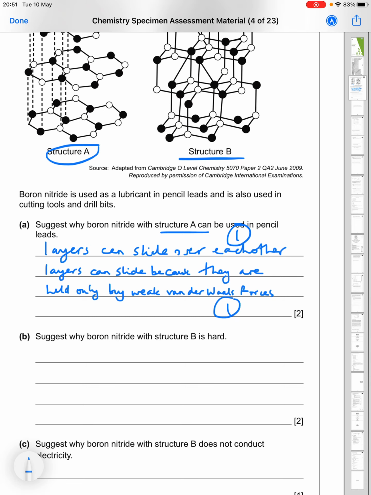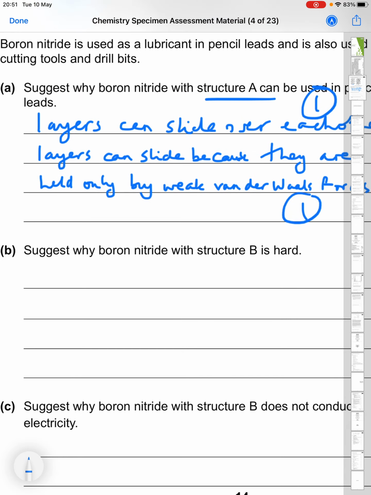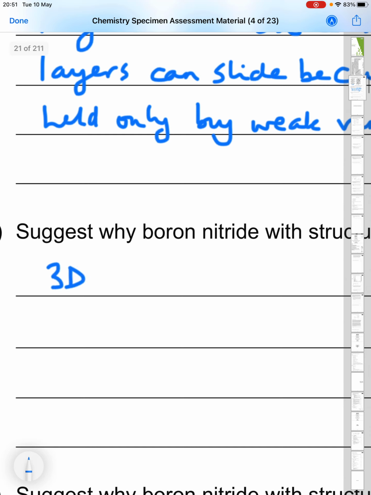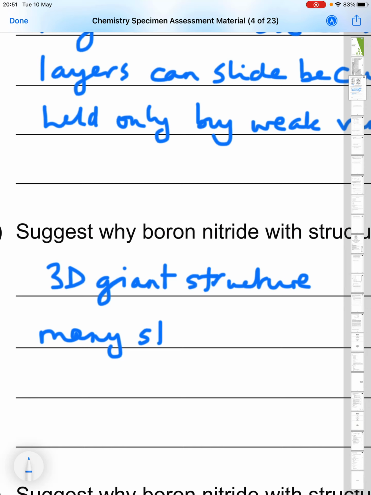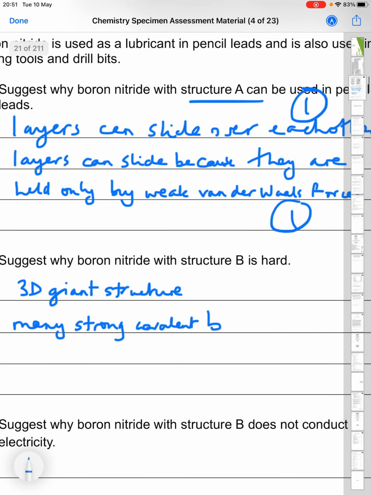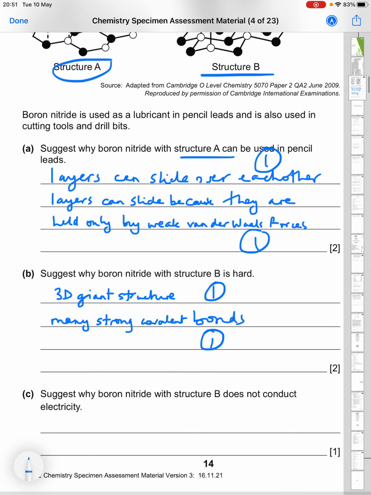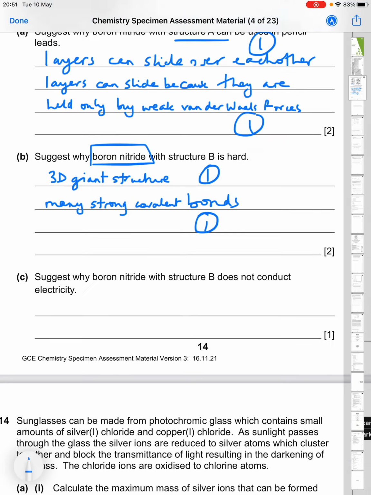Suggest why the structure with B is so hard. So again, this is just exactly the answer you would get for diamond. So it's a 3D giant structure, and there are many strong covalent bonds. Now, because it's boron nitride, we know that it's covalent.